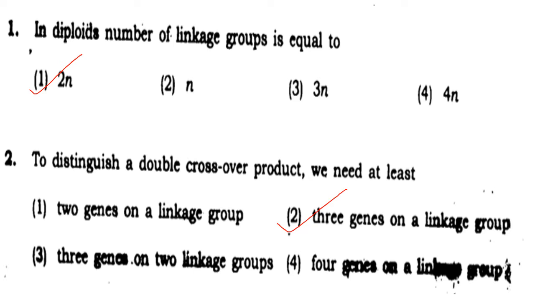Next one. To distinguish a double crossover product, we need at least option 1 2 genes on a linkage group, option 2 3 genes on a linkage group, option 3 3 genes on 2 linkage groups, 4 genes on a linkage group. Answer is option 2 3 genes on a linkage group.